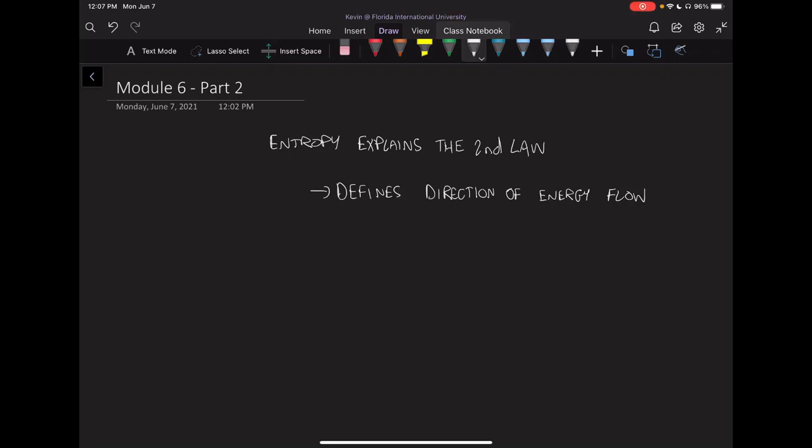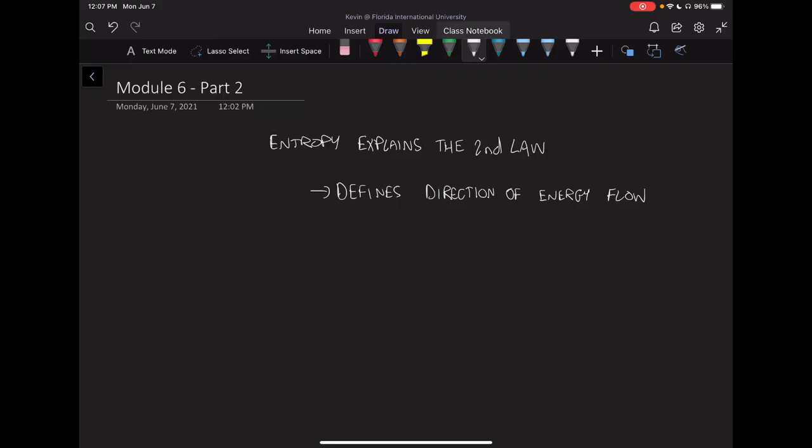In part 2 of Module 6, we're going to continue our discussion of entropy, and we're going to look at entropy in a more general way, and then we're going to look at important thermodynamic relations that we can use for a simple substance. So the first thing I want to do in this part is to define what entropy is and how we can understand entropy at more of a molecular level.